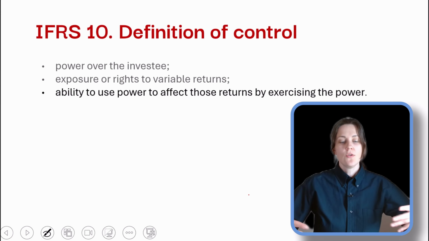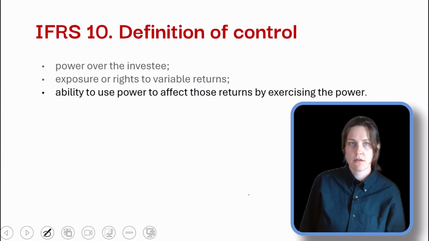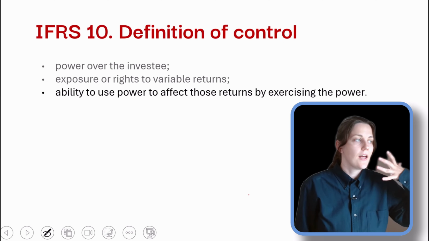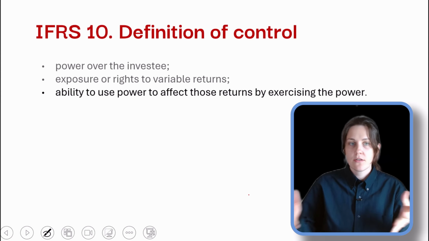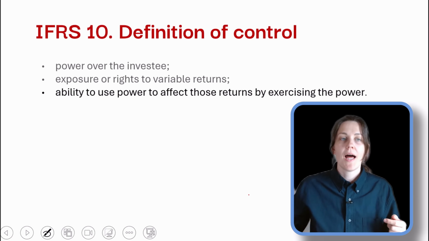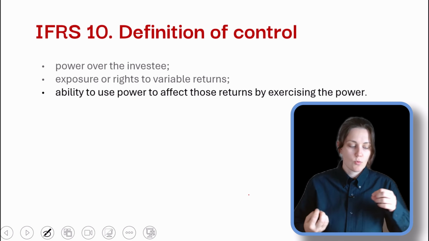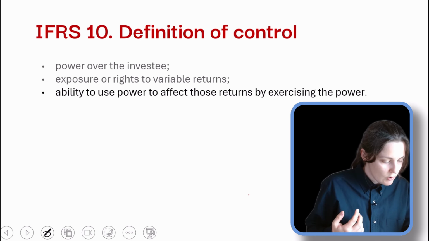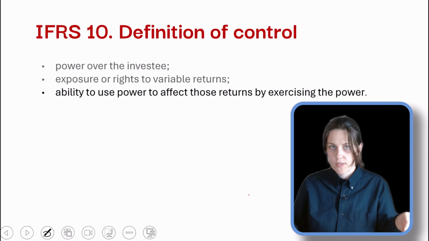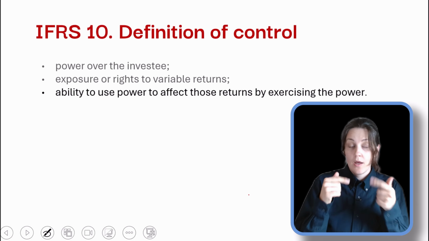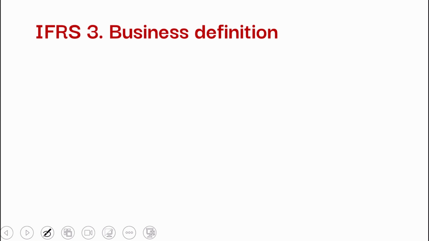The ability to use the power to affect those returns by exercising power. Do we get the seats at the board? Can we vote against something or vote for something at our general shareholders meeting? We will apply the definition to decide whether indeed this is going to be a subsidiary or not, whether it's us who is the acquirer or the other party who is the acquirer. These questions are quite typical as question 1. Make sure you study them.